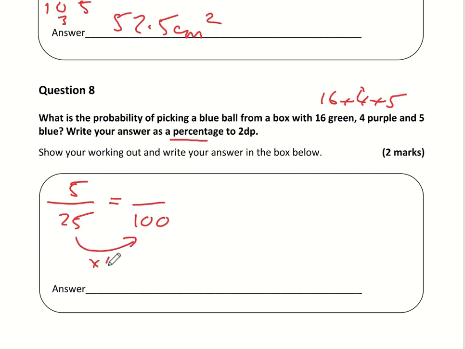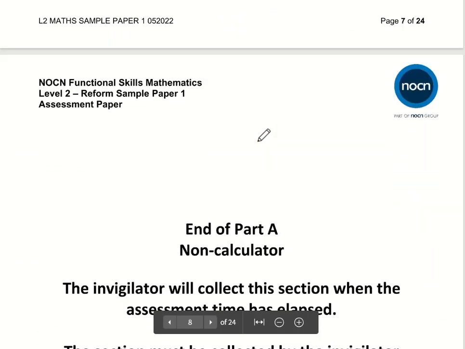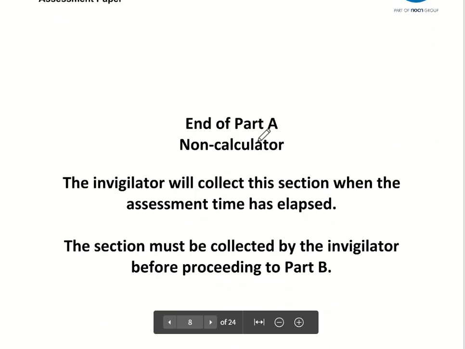So here we can see the number on the bottom has multiplied by 4. So for an equivalent fraction, we'll multiply the top by 4, and 4 times 5 is 20. So that is 20%. It doesn't quite make sense here to 2 decimal places. So I guess I'll just put in 2 decimal places, 20.00. I think that must be a bit of a mistake there. Okay, and that is the end of part A.